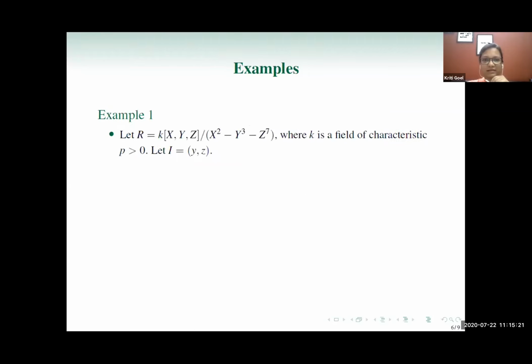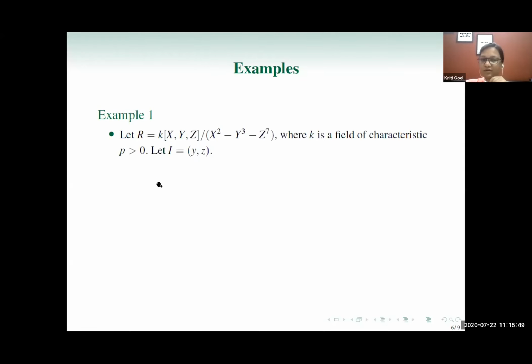illustrate next. So the first one is the quotient of the polynomial ring K[x,y,z] by the element x^2 minus y^3 minus z^7. K is a field and it has prime characteristic p. We pick an ideal I, which is the ideal generated by y comma z. Now observe here that this ring is a Cohen-Macaulay ring. The ideal I is a parameter ideal. And of course, small y and z are images of capital Y and Z in the ring R.